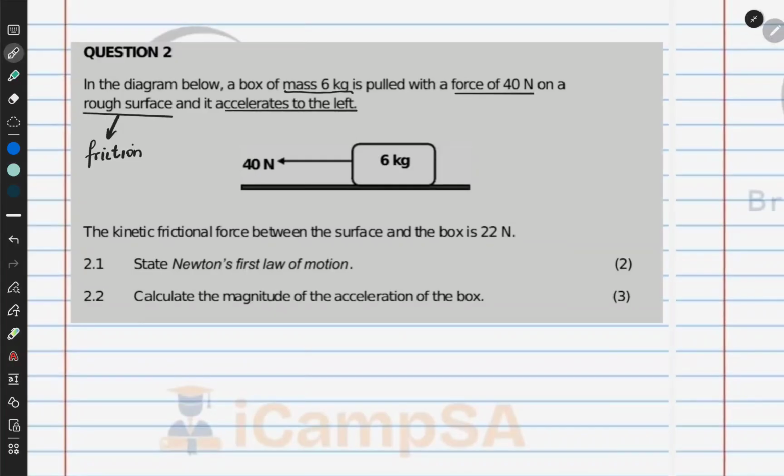The statement then continues to say the kinetic frictional force between the surface and the box is 22 newtons. Remember there's a difference between the static friction and the kinetic frictional force. The static friction is that which acts on the object when the object is not moving. It's basically trying as much as possible to make sure that the object is not moving. So if you then apply a force that's greater than this force, that object will start moving.